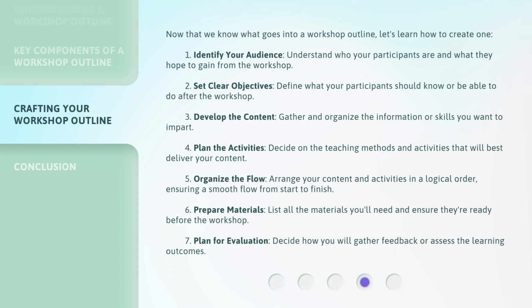4. Plan the activities. Decide on the teaching methods and activities that will best deliver your content. 5. Organize the flow. Arrange your content and activities in a logical order, ensuring a smooth flow from start to finish. 6. Prepare materials. List all the materials you'll need and ensure they're ready before the workshop. 7. Plan for evaluation. Decide how you will gather feedback or assess the learning outcomes.